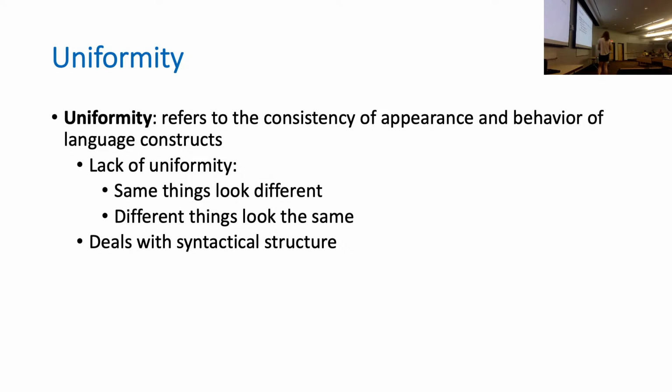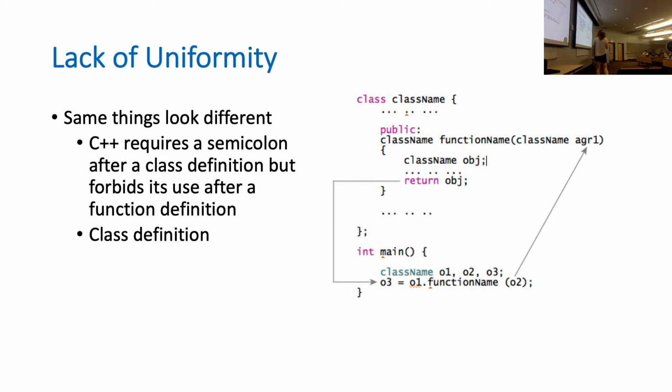Now, lastly, we have uniformity, which is just the consistency of appearance and behavior of constructs. So basically, we want similar things to look similar and different things to look different. And if you have a lack of uniformity, then similar things look different and different things look similar. So for example, same things looking different. Right? C++ requires a semicolon after a class definition, but forbids its use after a function definition. Holdover from C, I'm pretty sure. So you don't want that type of differentiation, okay?